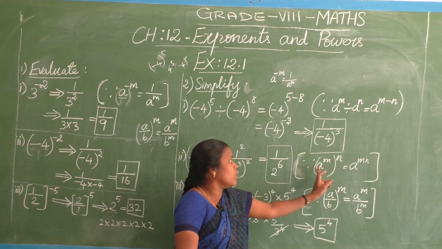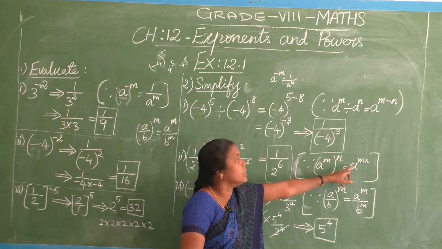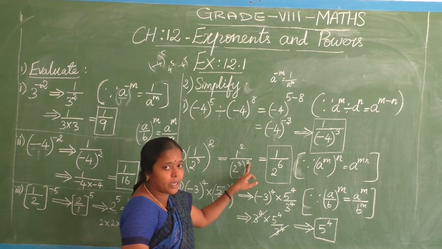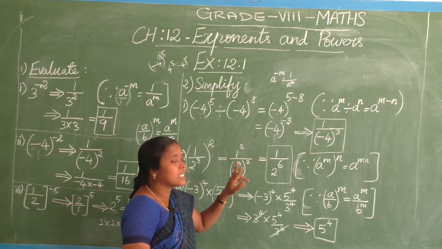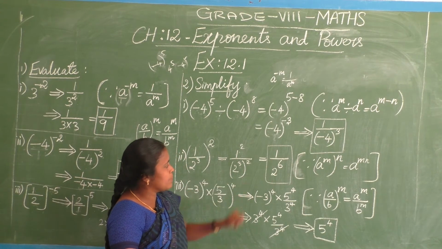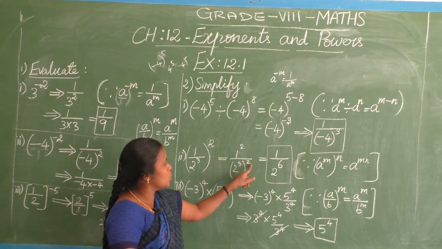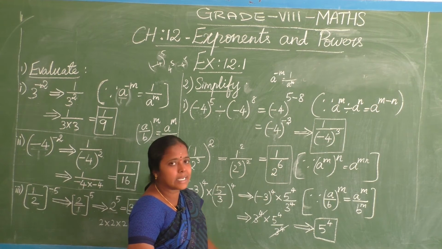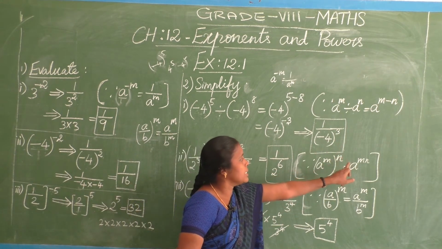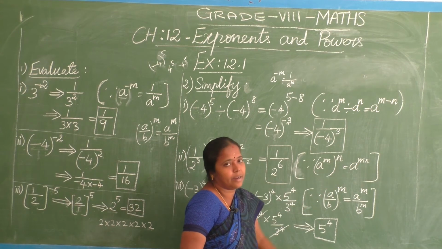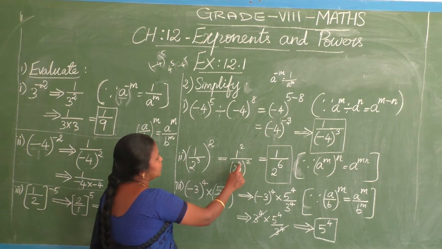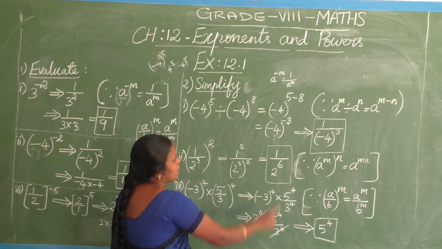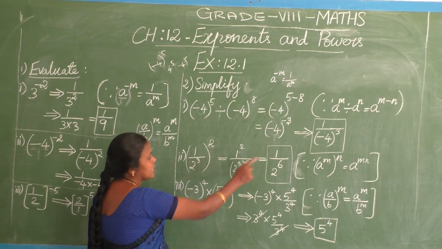A third law we have seen: a power m the whole power n is equal to a power m into n. There is a power, and for that one more power comes, what to do? Both powers can be multiplied. That is the meaning of that law. 2 cube the whole square is equal to 2 power 3 into 2, 3 twos are 6. a power m the whole power n is equal to a power m into n. Clear? So 2 cube the whole square can be written as 2 power 6. Already in the numerator is 1. That's all. This is the answer for that.